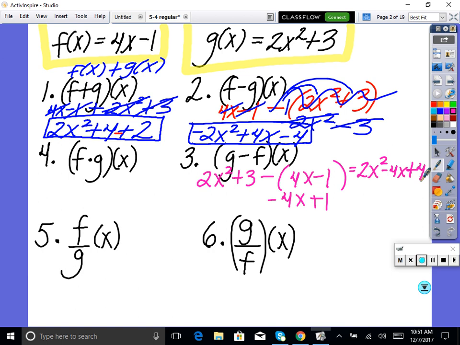Okay, everybody, look at number 4. (f times g) of x. Now, with multiplication, we are going to need parentheses if there's 2 terms. So f of x is 4x minus 1. And then g of x has 2 terms, so you need parentheses. 2x squared plus 3. Ready, set, go for it. Somebody I just heard said 8x cubed, continue, whoever's saying this.